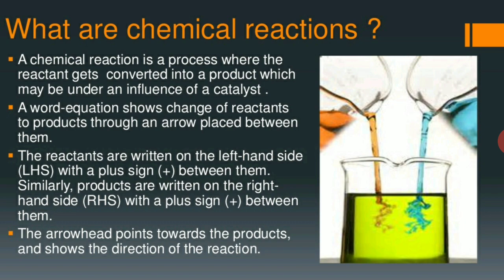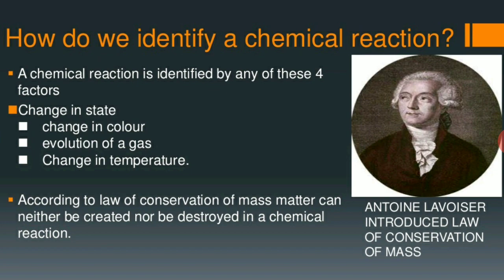And the products are written on the right side, RHS, and with a plus sign between the products. The arrow head points towards the products and shows the direction of reaction. So a chemical reaction can be represented by different methods. First one, a word equation. A word equation shows change of reactants to the product through an arrow placed between them. On the LHS side, it is reactants. On the RHS side, it is product.